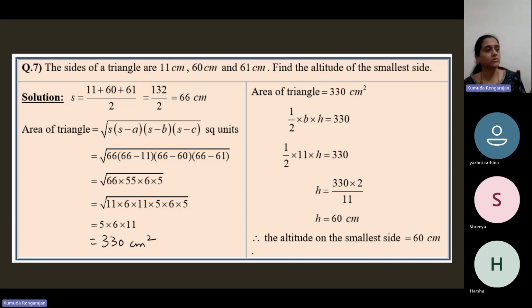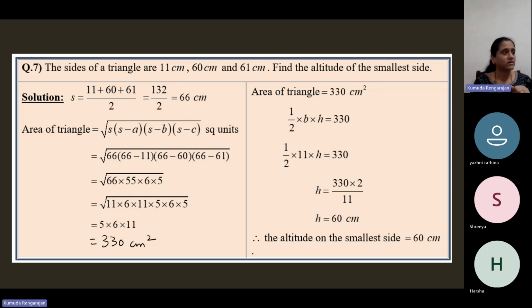So what's the first step, Surya? We have to find the semi-perimeter. Here in the question, we know the values of a, b, c. In the earlier question, the ratio was given, so we had to find a, b, c. Here a is 11, b is 60, and c is 61. What are the things we need? We need a, b, c, and s. We have a, b, c, so we have to find s.